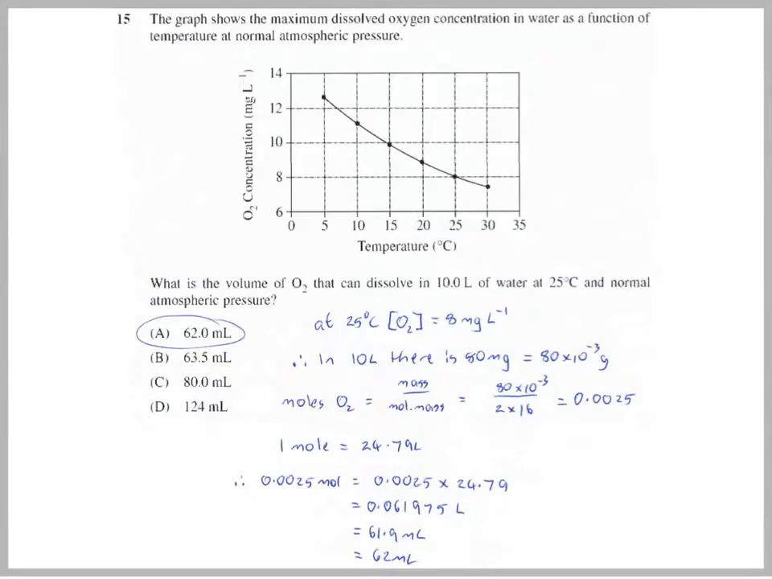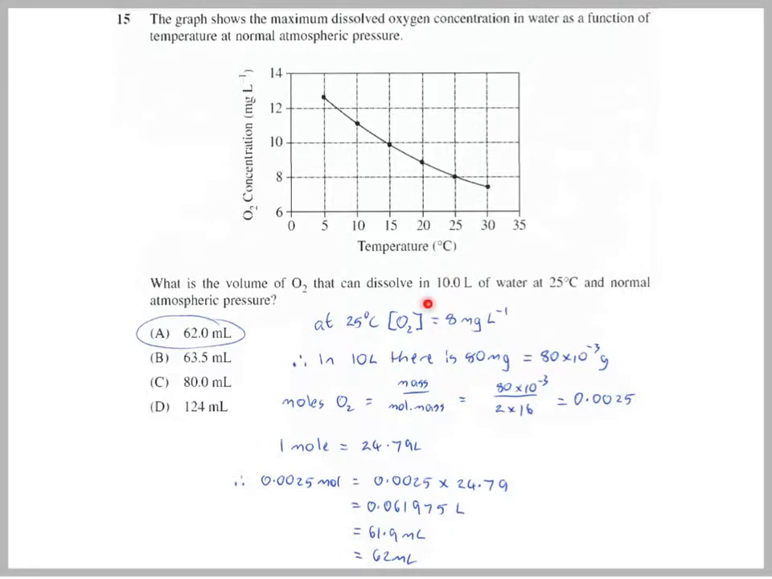Okay, another question. Here we go. Graph shows the maximum dissolved oxygen concentration in water as a function of temperature at normal atmospheric pressure. What is the volume of O2 that can dissolve in 10 litres of water at 25 degrees and normal atmospheric pressure? Alright, at 25 degrees, the concentration of oxygen, this O2 concentration, is 8 milligrams per litre.